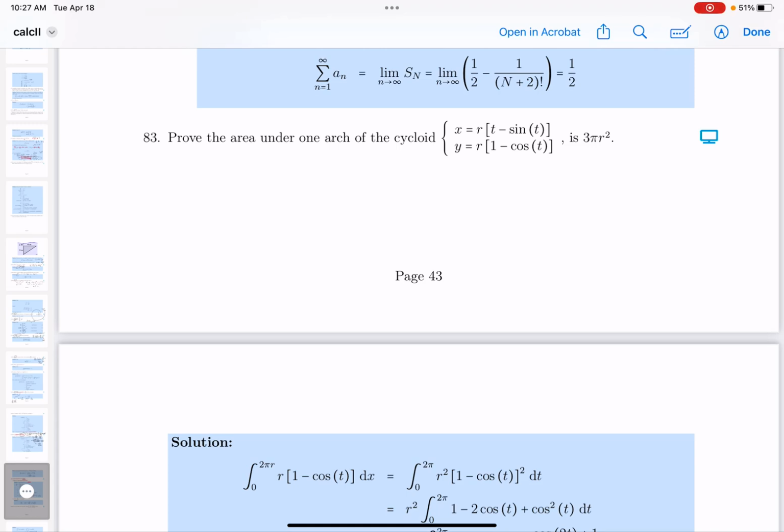Okay, 83 looks like a tough problem. It says prove the area under one arch of the cycloid is equal to 3 pi r squared. So I'm going to go to the whiteboard and walk you through it. All right, so let's go to the whiteboard, and I'll pull that up. And again, we're on problem number 83.